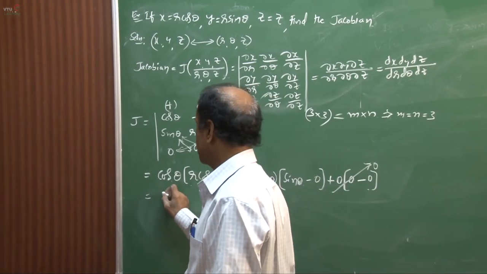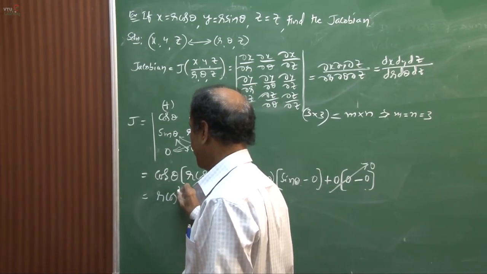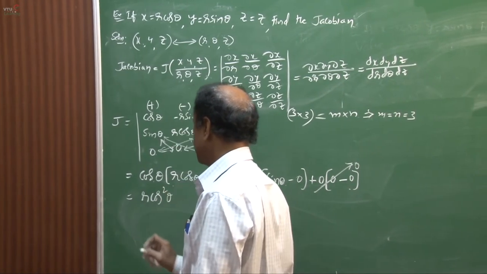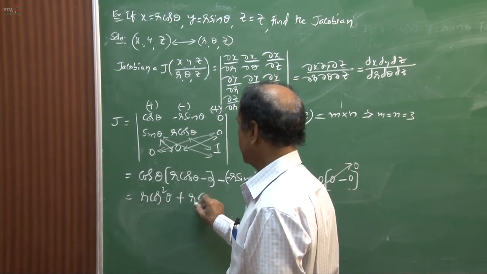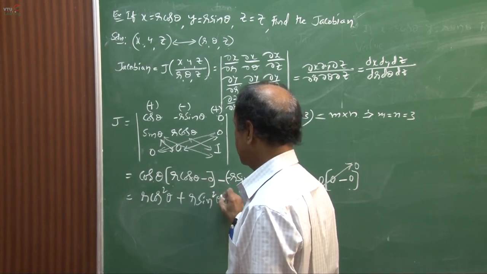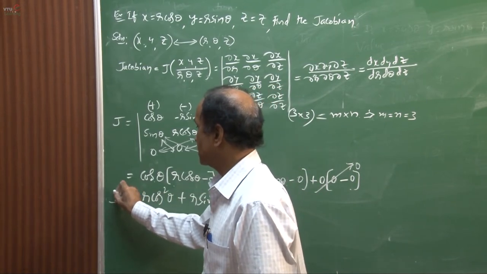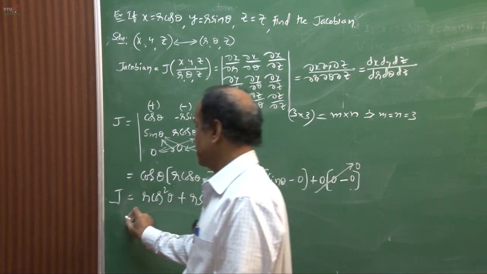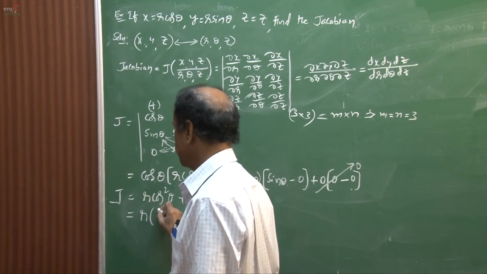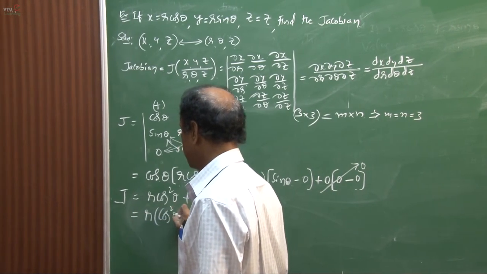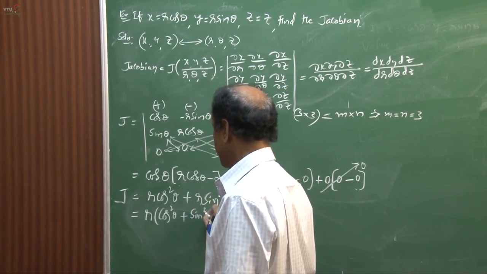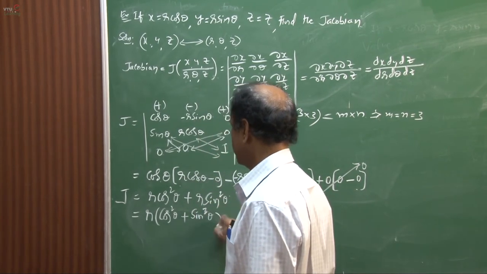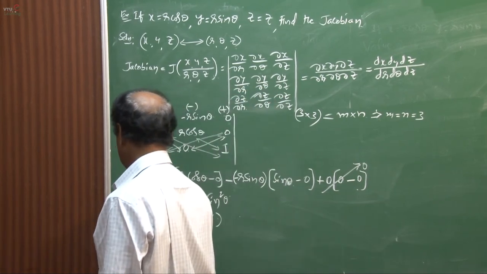Then this is r times cos square theta plus r times sin square theta. This is for j. Then this is equal to r into cos square theta plus sin square theta. Then this is for j.